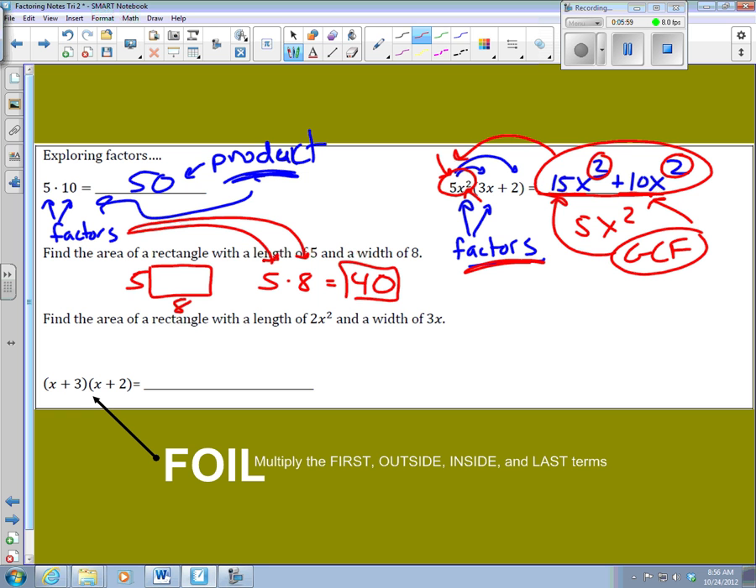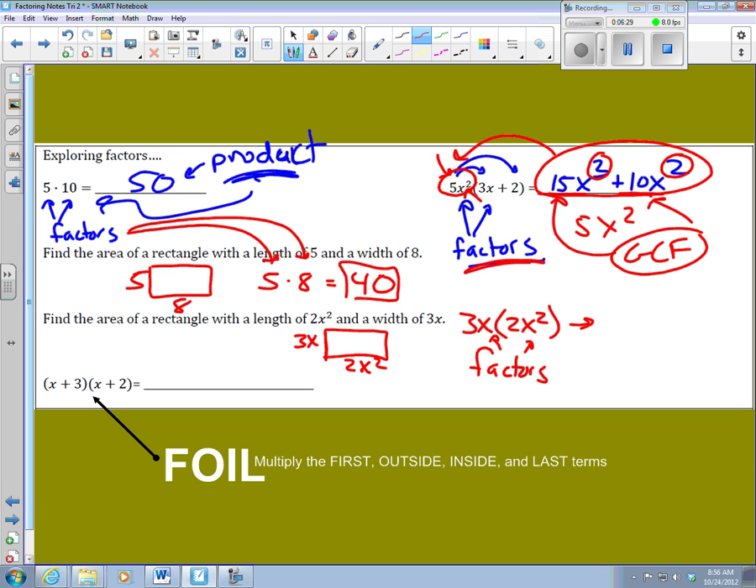Well, what we're going to be getting into, though, is working with more expressions rather than just numbers. Find the area of a rectangle with length 2x squared and width 3x. So we've got 3x times 2x squared. Once again, these are my factors right here. These are what we want to be able to pull apart eventually.